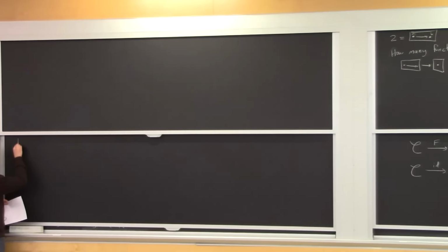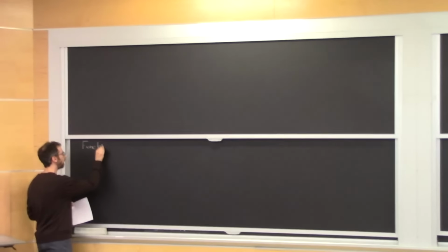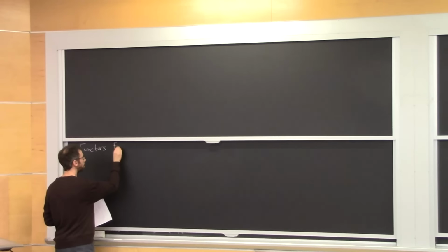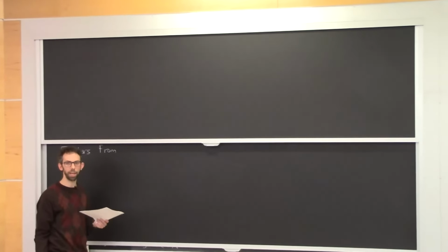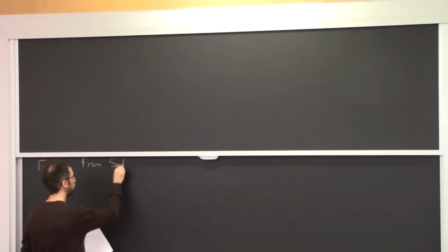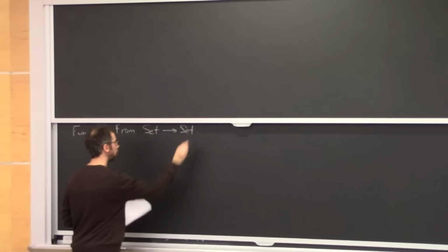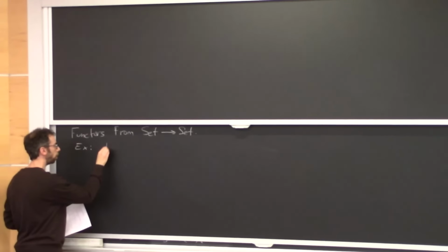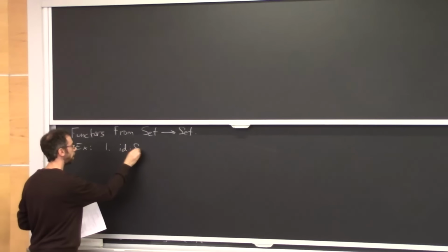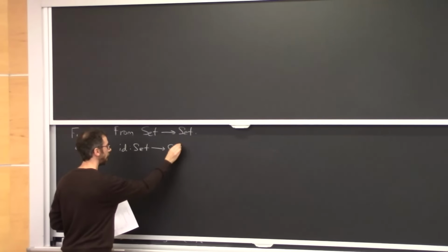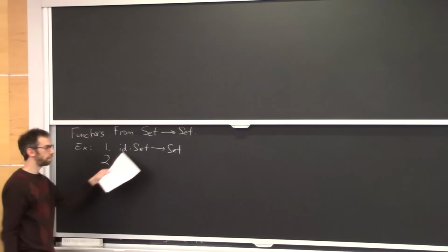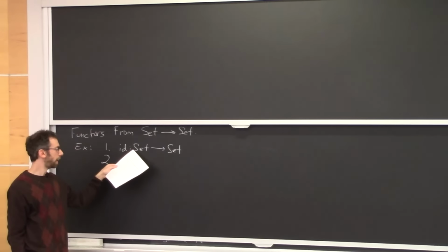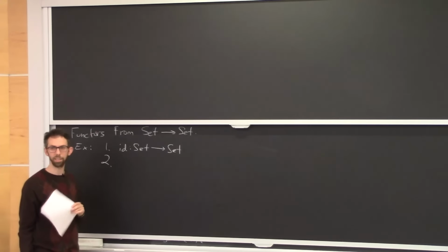So now I want to talk about functors from set to set. And the reason to talk about these is that they're more like the ones you'll encounter in Haskell. So let me give some examples. One, like the identity. The identity is always a functor from any category to itself. It sends the set ABC to the set ABC and sends every function to itself.